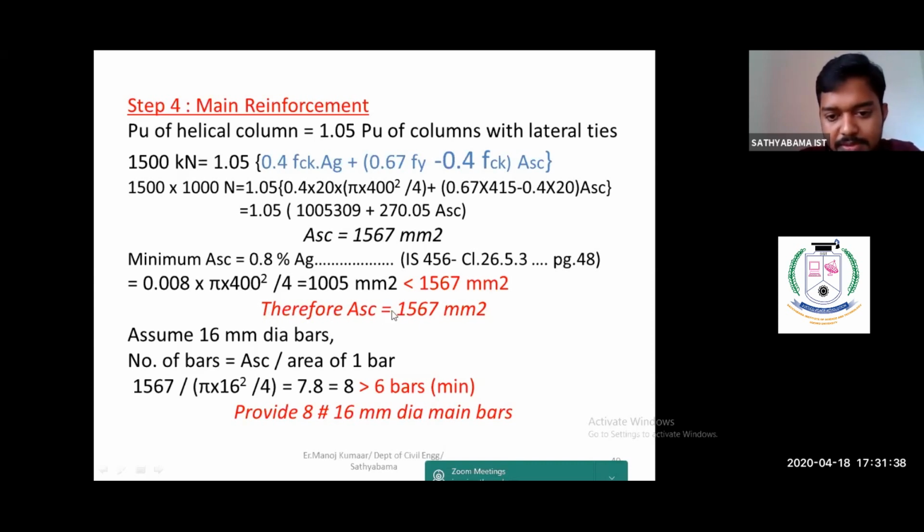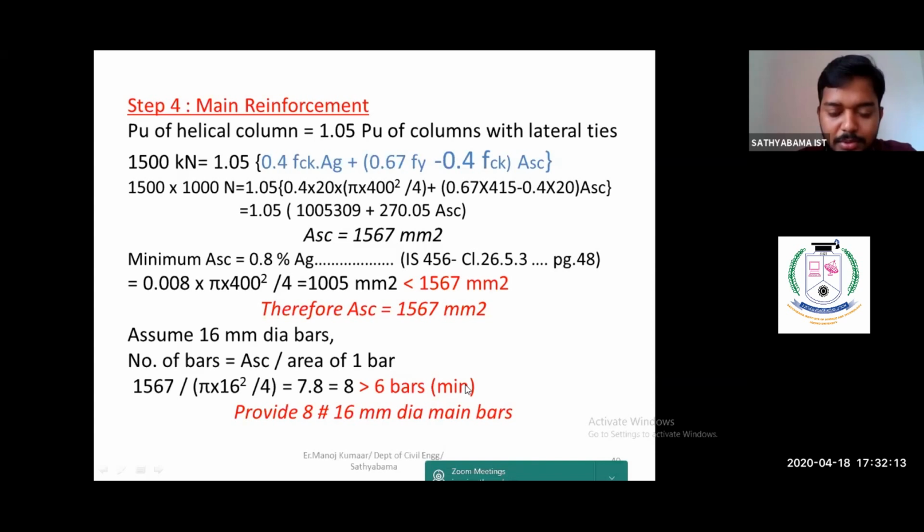Now, since the value is more, around 1500, we can go for a normal size bar, 16 mm dia bar for main bars. The number of bars is calculated as area of steel in compression divided by area of one bar. So Asc is 1567 divided by area of one bar, which is pi d square by 4. d is the assumed diameter of bar, 16 square, and we are getting 7.8. So the value is 8.